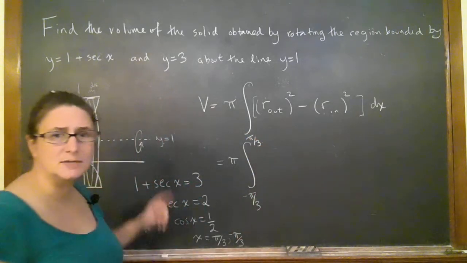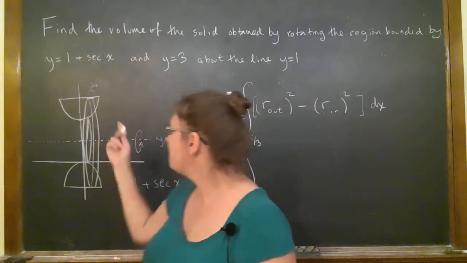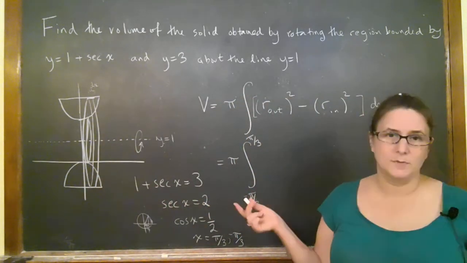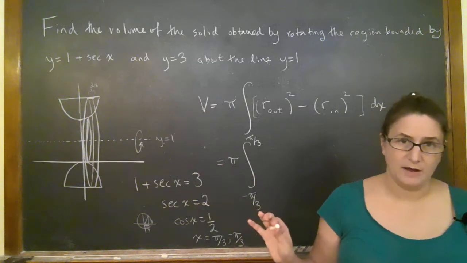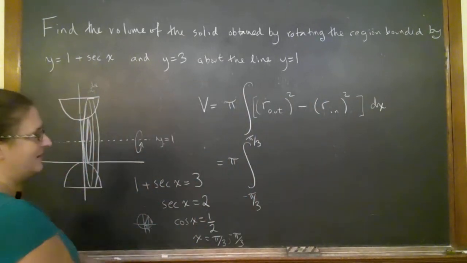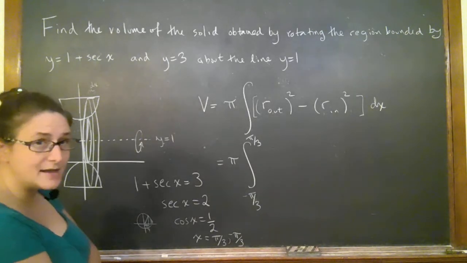You can see this is symmetric. So if I want, I could just do 2 times the integral from 0 to pi over 3 also. That's fine. I'm just going to do minus pi over 3 to pi over 3. So that's the first thing.